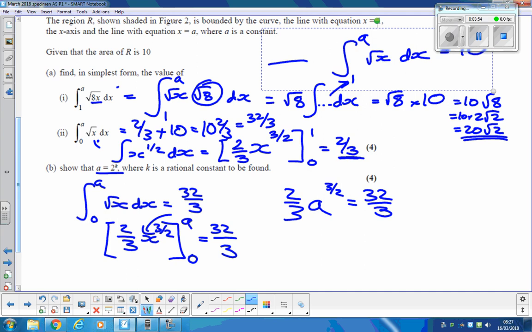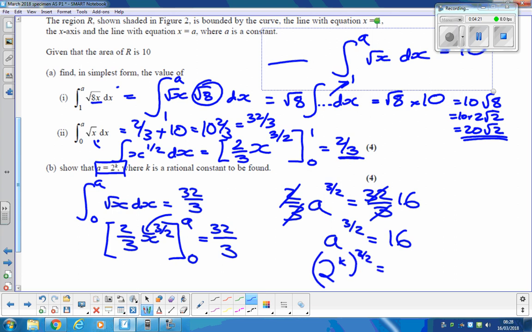If you're really stressed here, you can tap that into the calculator and do a shift solve. But look, we could just times both sides by 3. We could divide both sides by 2. So I've now got a to the power of 3/2 is 16. And you were asked to show this in the form of 2 to the k. So 2 to the k to the 3/2 is equal to 16. Now 16, we should know, is 2 to the power of 4.